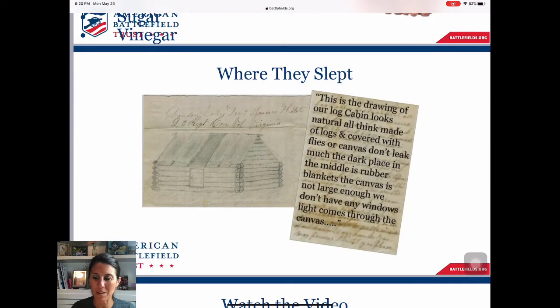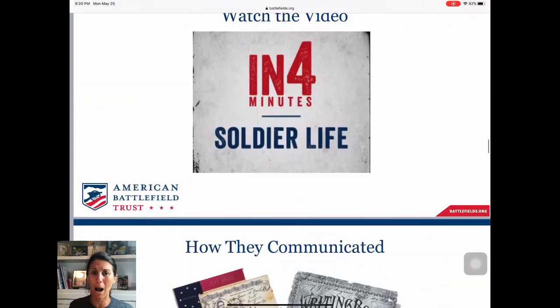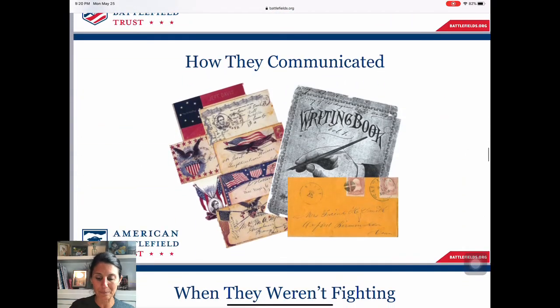Where did they sleep? Well, some would sleep in log cabins. A lot of them would sleep in pop-up tents. The Confederacy wasn't as well geared up for these things, but you can see there, the cabins look natural, like logs. They didn't always sleep in these, but this is if they would hunker down for a while during the winter months.